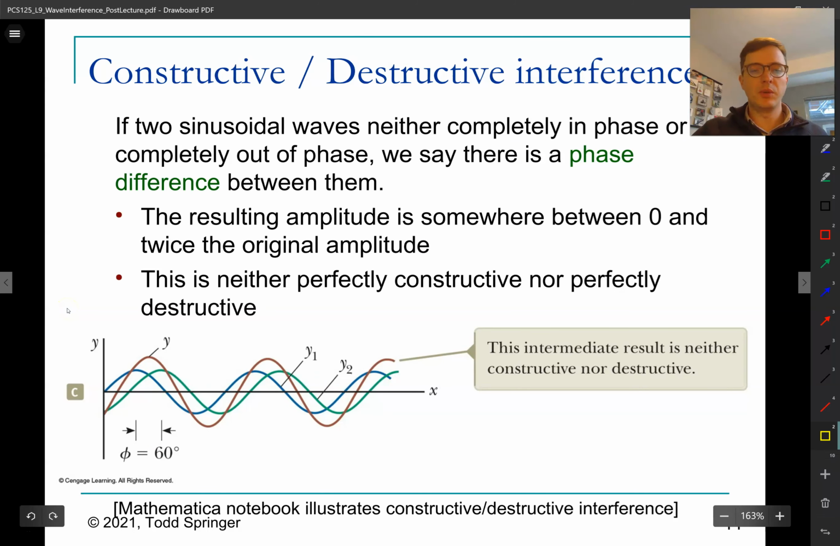You could have something in between, something which is neither constructive nor destructive. There's some phase difference between them. In this case, what's shown here is a phase difference between the waves of 60 degrees. So it's not perfectly destructive interference, and it's not perfectly constructive interference. You can see that the red line, which is the sum of the blue and the green, is not totally adding up. It's not twice the amplitude of the original ones, and it's not totally canceled out either. So it's neither perfect constructive nor perfect destructive interference.